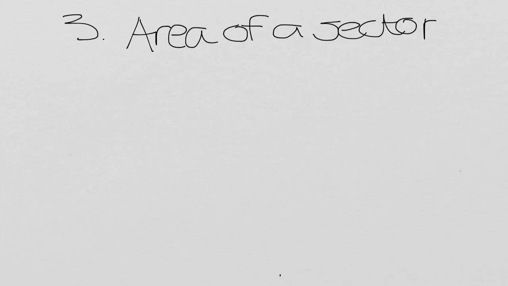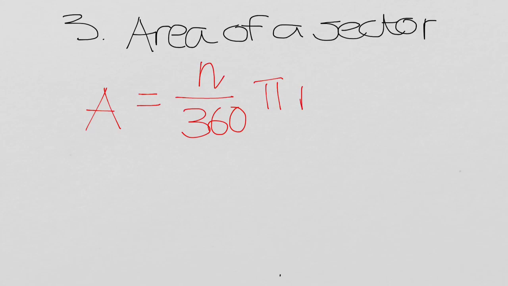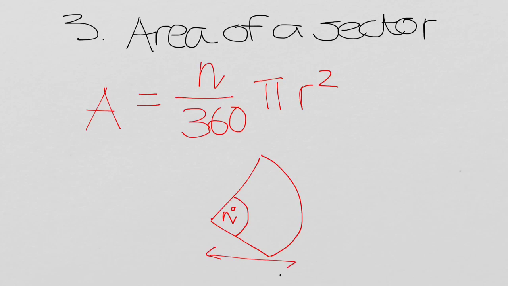Question 3, finding an area of a sector of a circle. So the formula for this, as given in class, is area equals n over 360 pi r squared. If you have a sector of a circle, n is the angle. R is obviously the radius. So that's your R there.